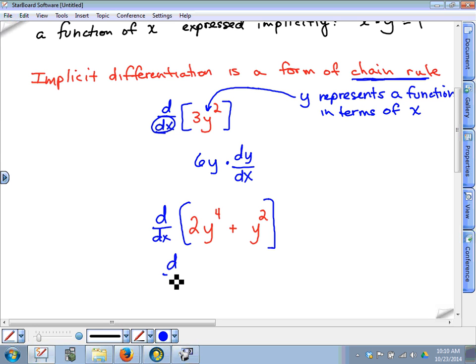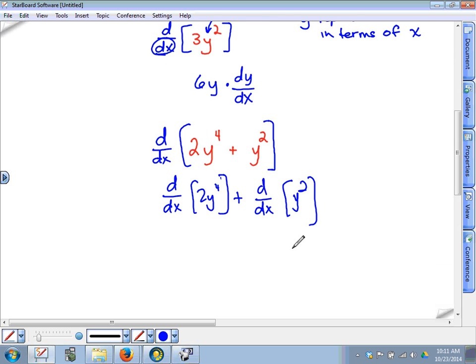So all we need to do is dx of 2y to the 4th plus the derivative with respect to x of y squared. We just take them separately because there's a plus sign between them. And then would you still use a chain rule? We still use a chain rule.